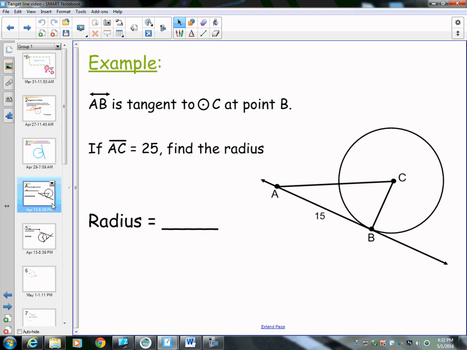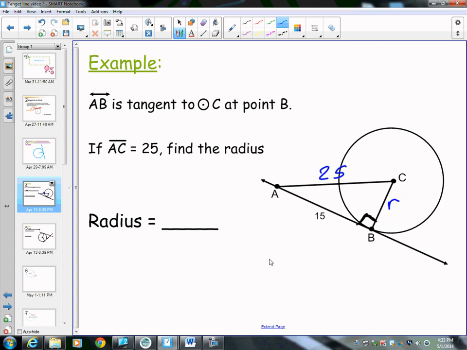So how can we use this? Here's an example where AB is tangent to circle C at the point B. We just said that if it's tangent, this is going to be a right angle. These are perpendicular to each other. Why do we care? Well, if AC is 25, and we already know AB is 15, we want to find the radius. The radius of this circle is from the center to the outside of the circle, so from C to B. I'm going to call it R.